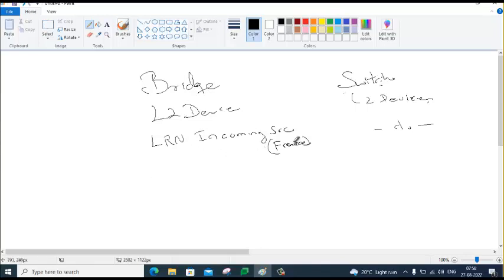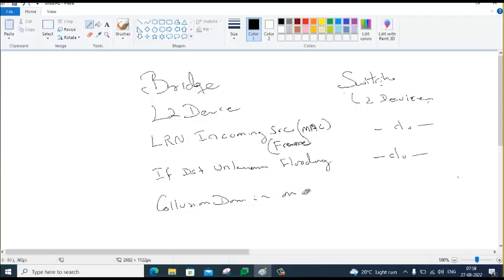So, learning MAC addresses from the incoming source of the frame. Next, if the destination is unknown, flooding happens, in both. And in both, you have a dedicated collision domain on each port. These are all similarities. And the only dissimilarity that we have is software versus a hardware-based device.